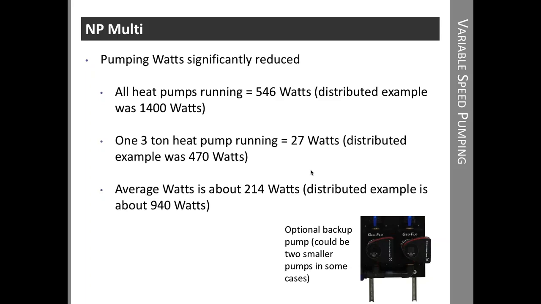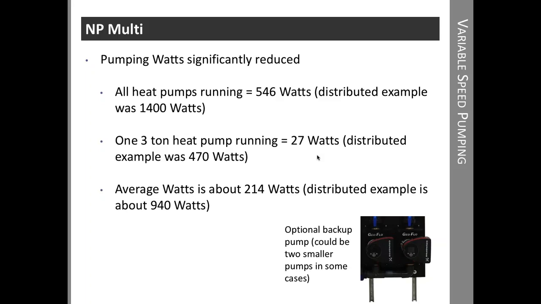If we had one 4-ton unit running, it'd probably be around 35 watts or 40. If the 5-ton unit was running, it may be around 60, 70 watts. So it'll be some combination between 27 and 546 watts. And what that does for you is drastically improve the system efficiency.